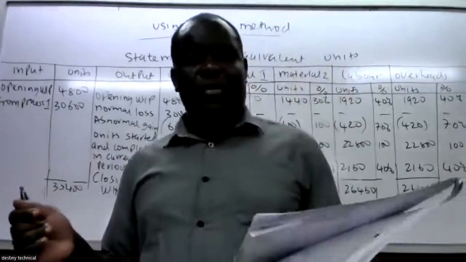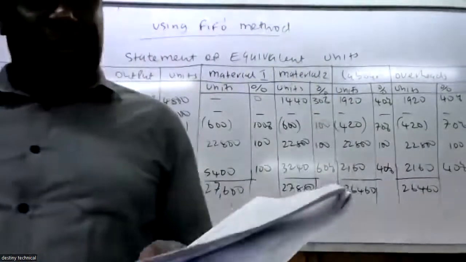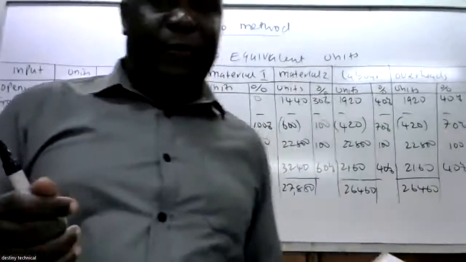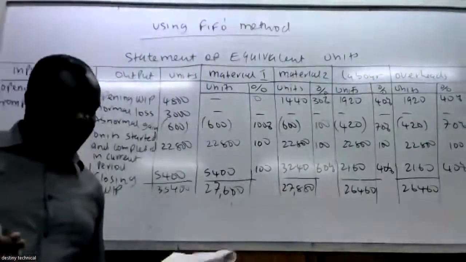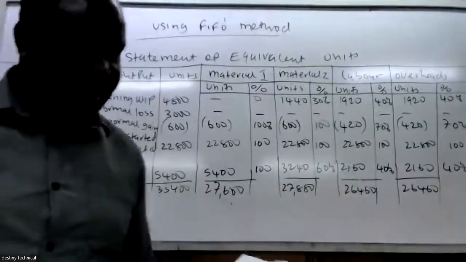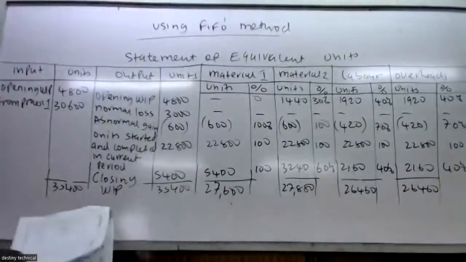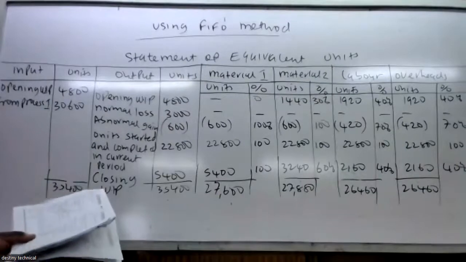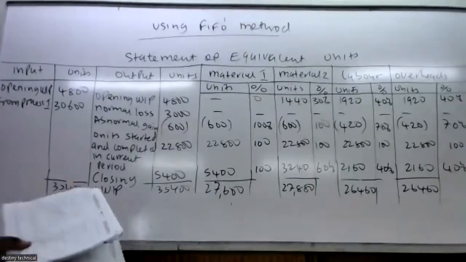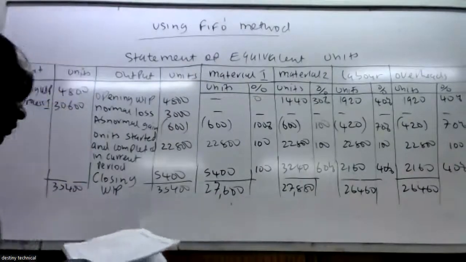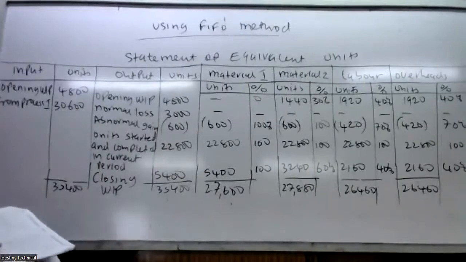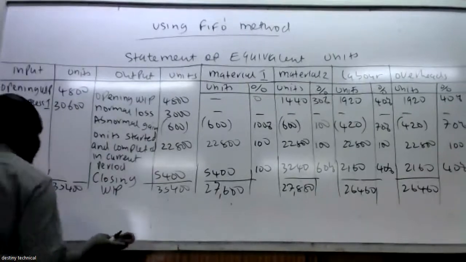So now we have step number 4, which is the same as part B of the question. For part B of the question, we come up with the cost of equivalent units for each element of the costs.